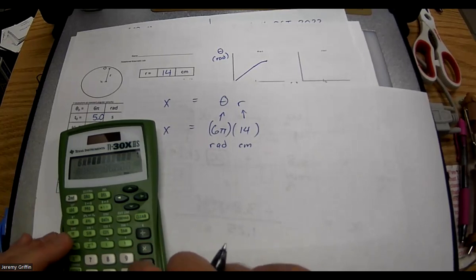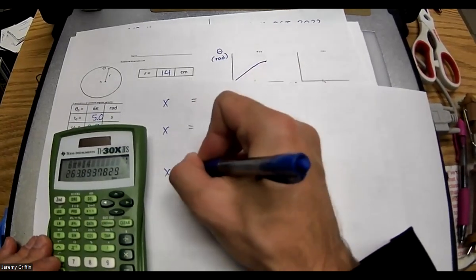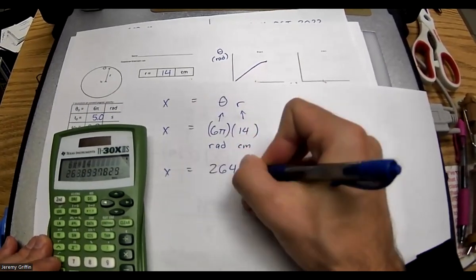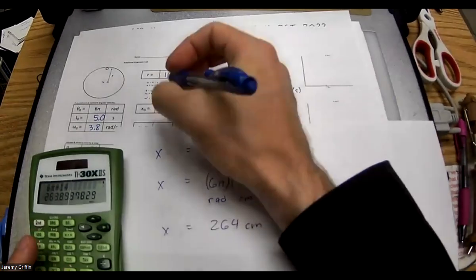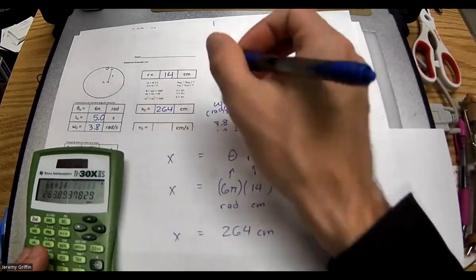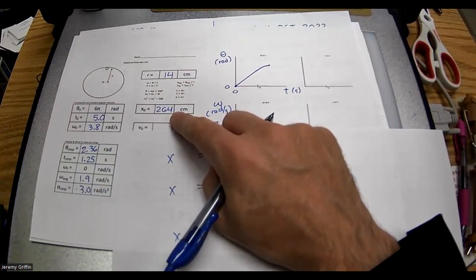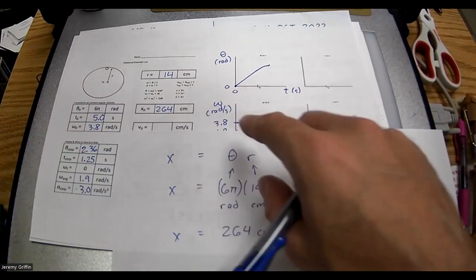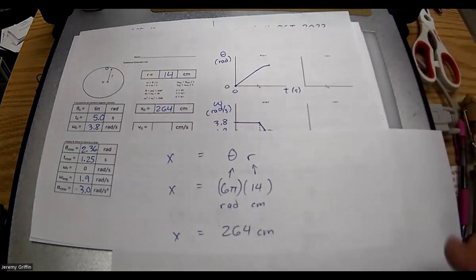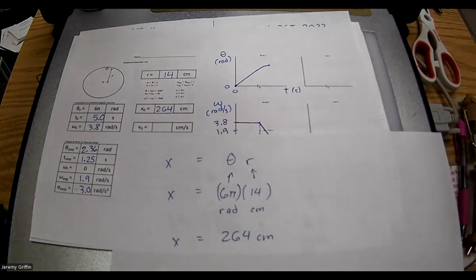What is 6 pi times 14? I'm looking at 264 centimeters. Woo! That is a pretty good distance. That's like over 2.5 meter sticks, isn't it? I can believe that though, right? That turntable, radius 14 centimeters, 3 trips around. Kind of booking it there.